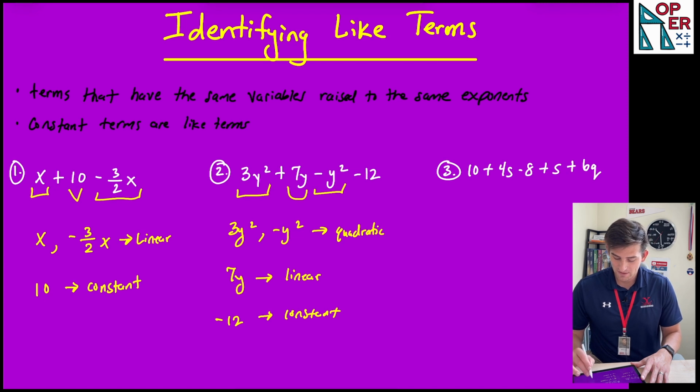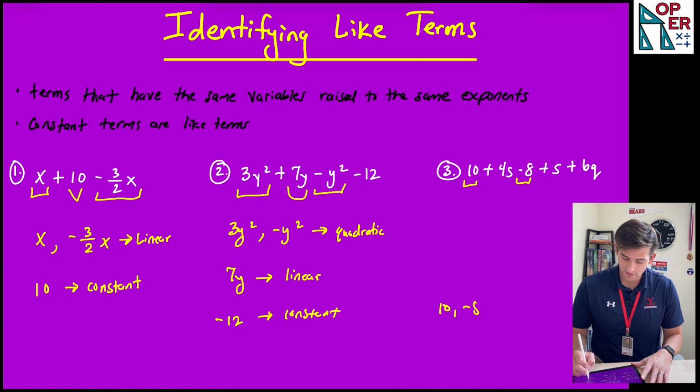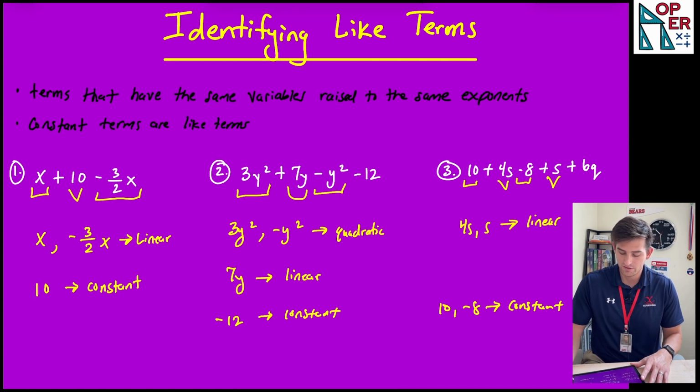Number 3, 10 plus 4s minus 8 plus s plus 6q. Well, here we have a 10, and here we have a negative 8, right? So let's write these down here. 10 and negative 8, those would be our constant terms. Now here we have a 4s and we have an s. So 4s and s, those would be like terms. They're also linear terms. And then here we have a 6q.